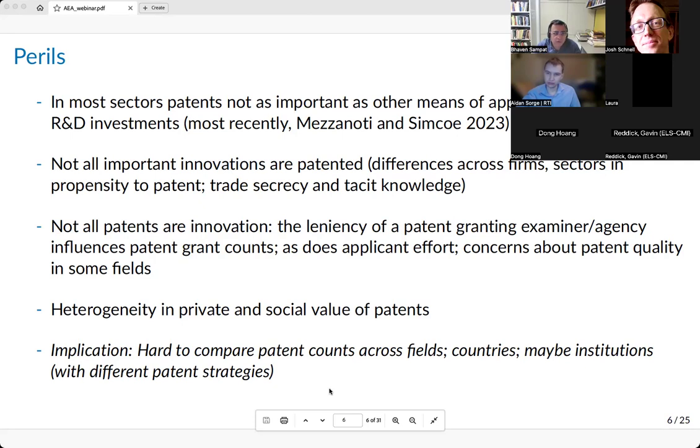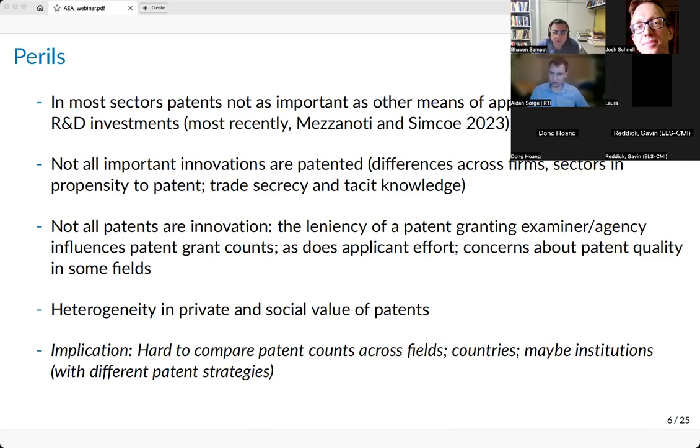Related to that point, not all important inventions are patented. Again, there are differences across firms and across sectors in the propensity to patent. But the flip side of that is not all patents are innovations. So though Griliches talked about this slowly moving standard, research since then suggests that in some fields there are concerns about the quality of patents and whether patents are being granted on things that aren't actually all that new or all that useful.